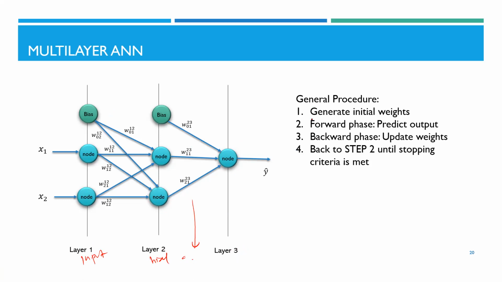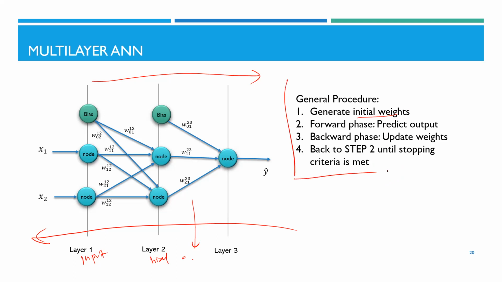The algorithm or the procedure is still the same. First, we have to generate initial weights. We do the forward phase to predict the output, and then we do the backward phase to update the weights. And we do this several times until the stopping criterion is met. So basically, in all neural network problems, however complex, this is the main procedure that we use. We have forward, we have backward. And the main part is the backward, because backward is how we update the weights.